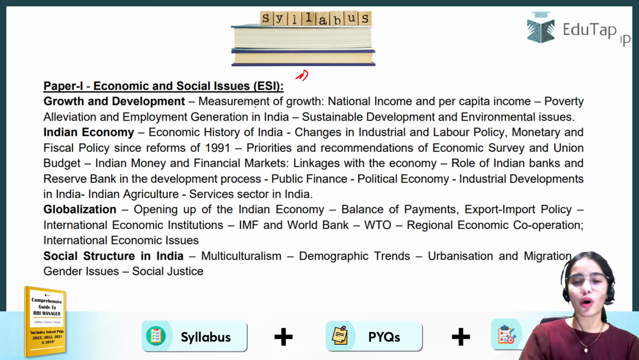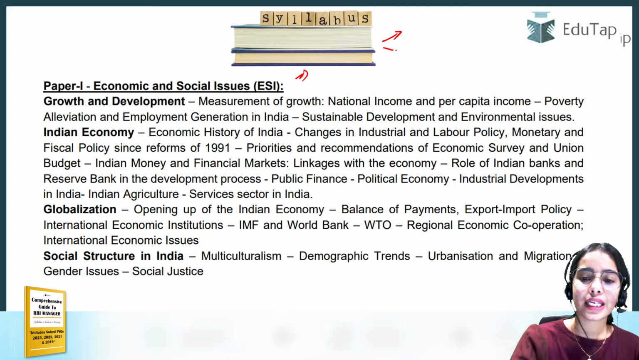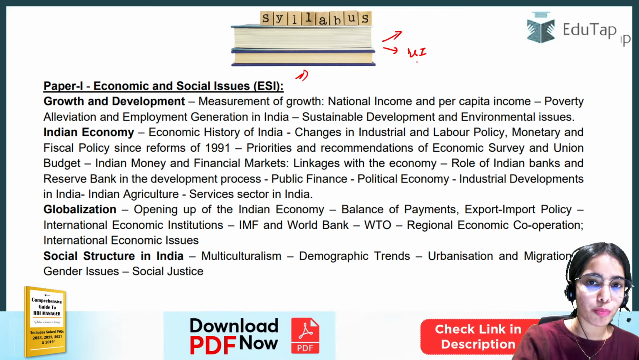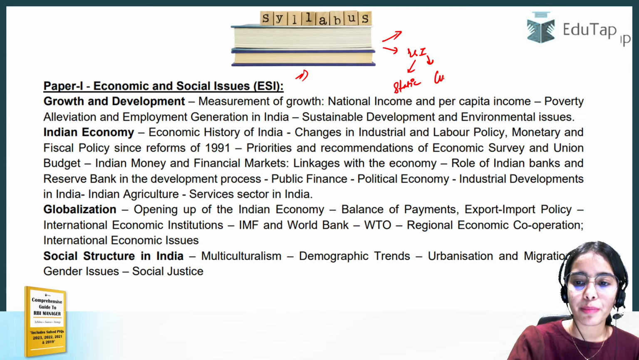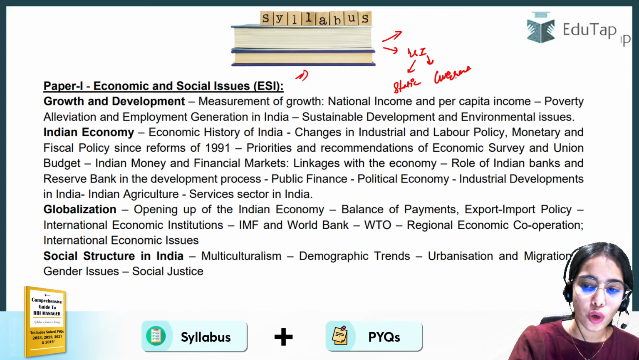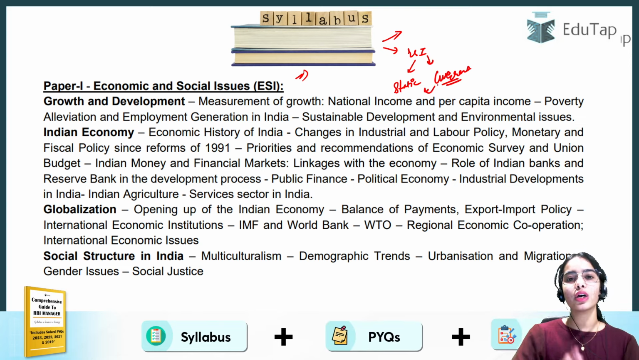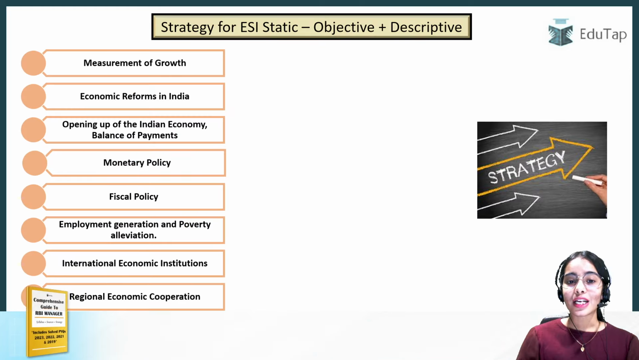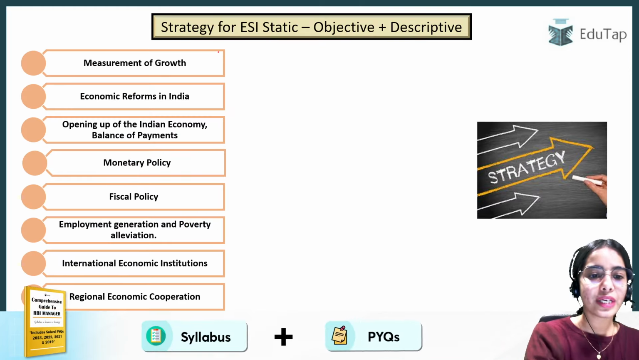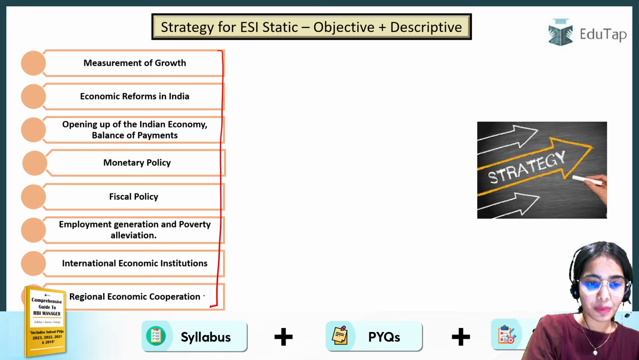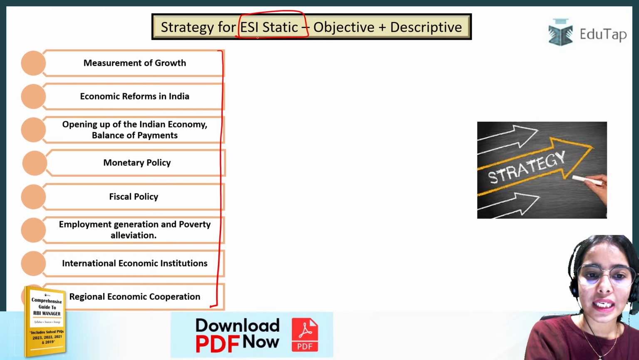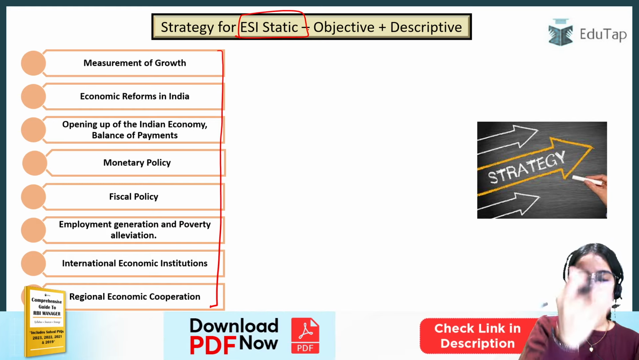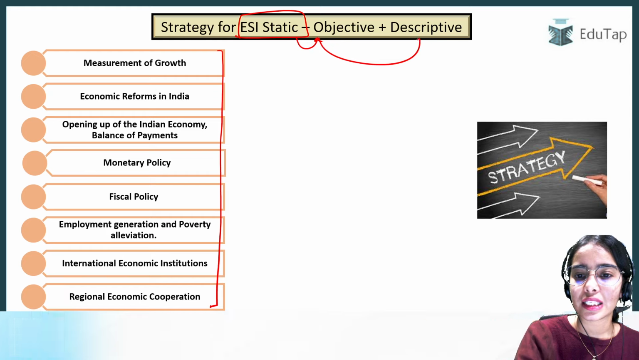Now I hope you got the clarity of the syllabus, the clarity of how important the ESI component is, and that the static is also becoming important. Current was always important, but now the static is having more and more weightage. Coming to the strategy for the ESI static, here you can see some of the chapters that are very important from the exam point of view. The questions in the ESI static were mostly from these chapters in the objective and the descriptive part.